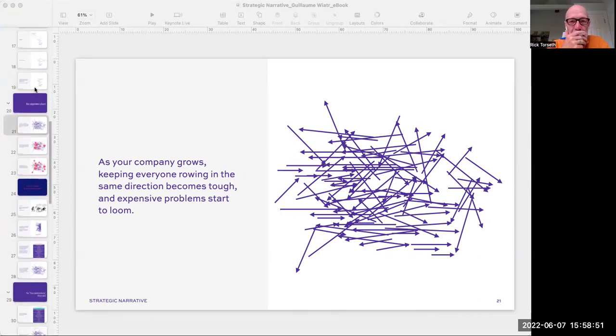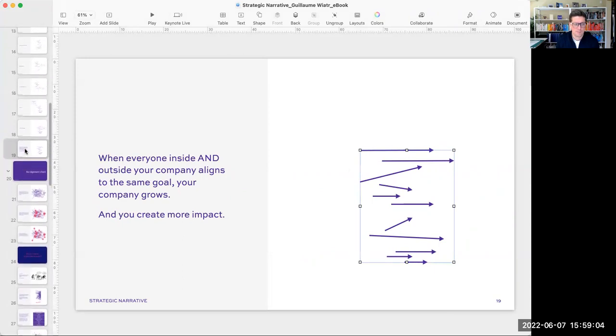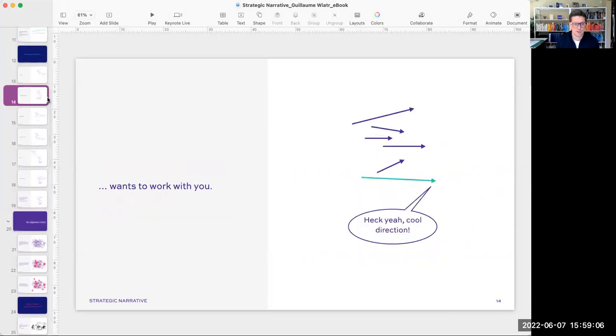So yeah, all of a sudden the visual concept of arrows became really exciting to me. Arrows are really easy to manipulate in software like this. They're just graphical elements. You don't need any design skills, just an arrow. It's the simplest thing you can find in PowerPoint or Keynote.